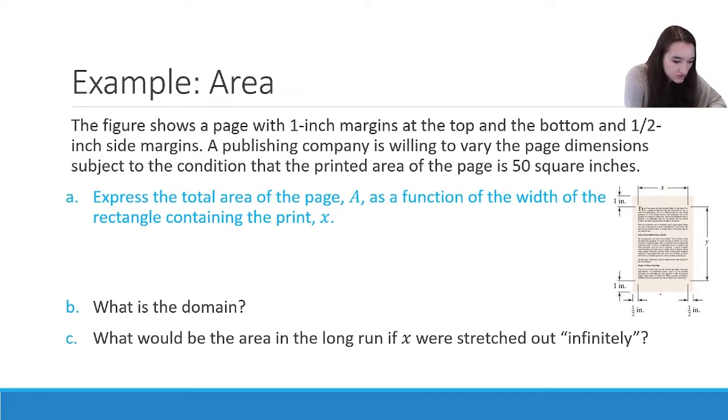So in other words, we're going to call X this width right here, and Y will be the height of the printed area. So if I want to look at the printed area, well, printed area is then just X times Y, that rectangle.